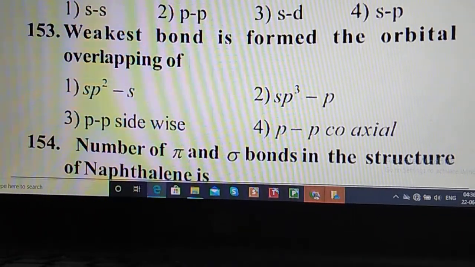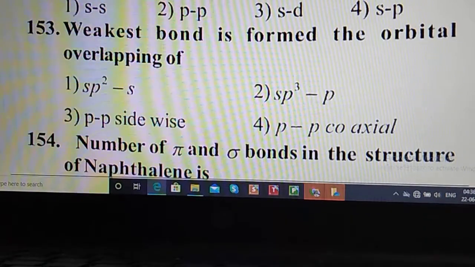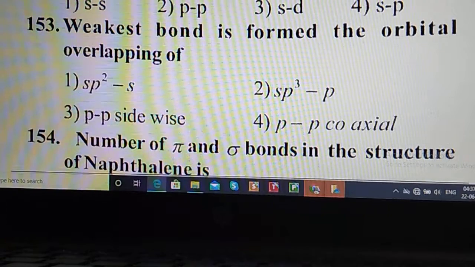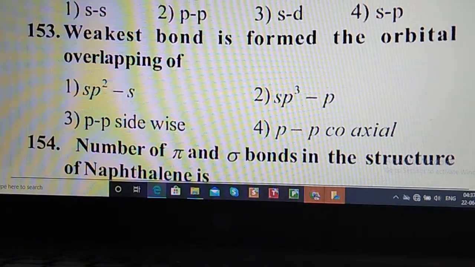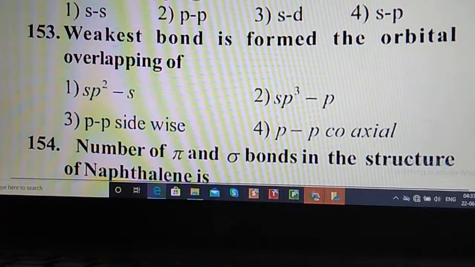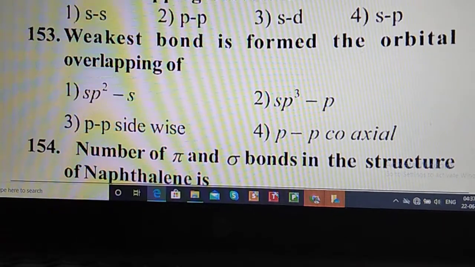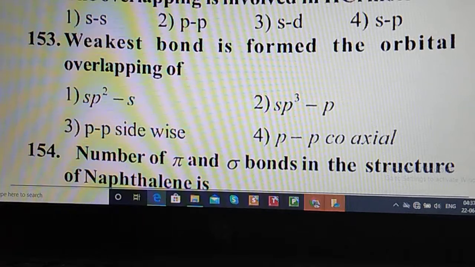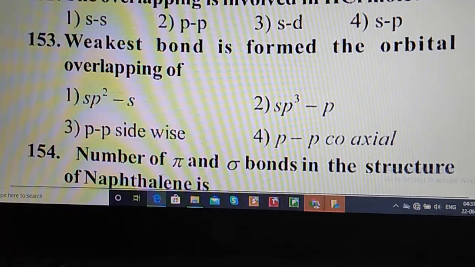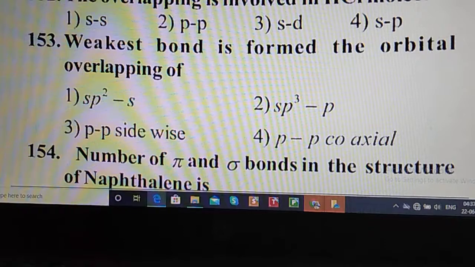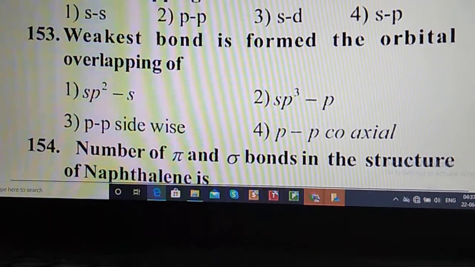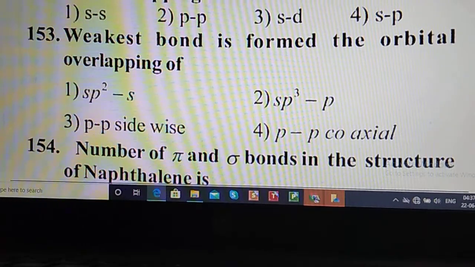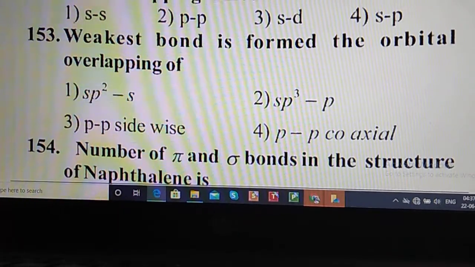Dear student, I told you that the pi bond is weaker than the sigma bond. Why weaker? Because pi bonds are formed side by side, so there is no proper overlapping. That is why the pi bond is weak. In option number 3 there is pp sidewise overlapping, so the bond formed by this overlap will be a pi bond, and the pi bond will be the weaker one. So the weakest bond is formed by pp sidewise orbital overlap.